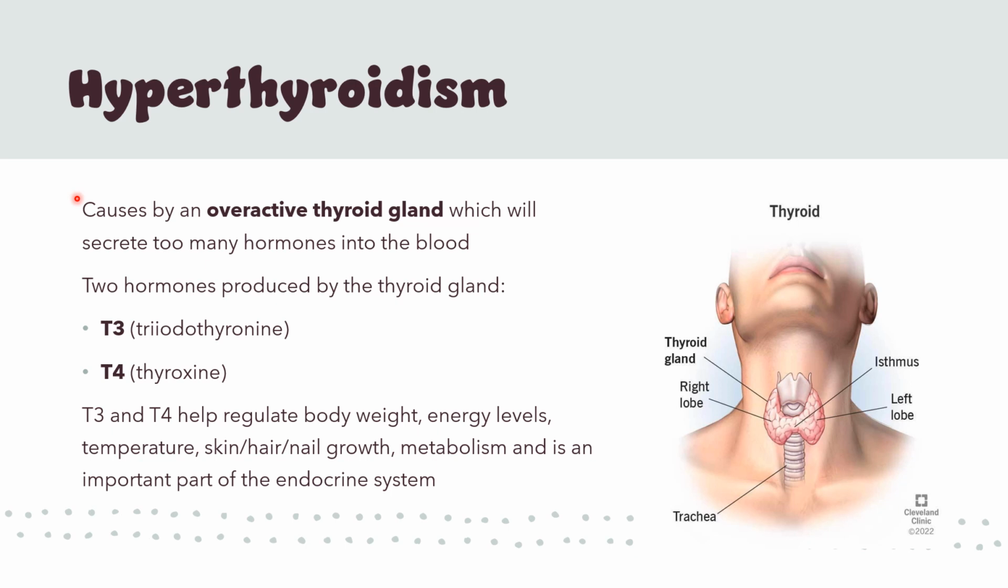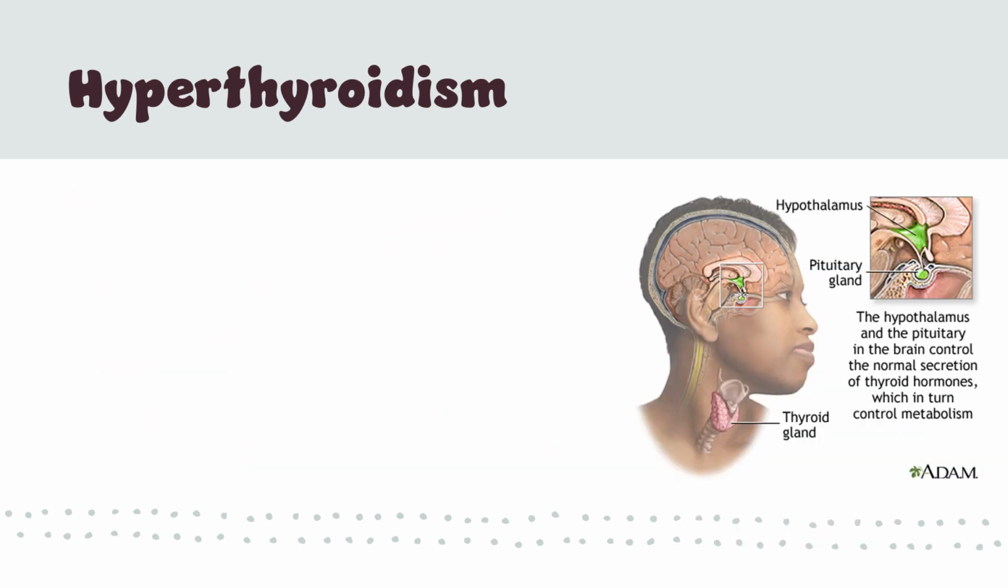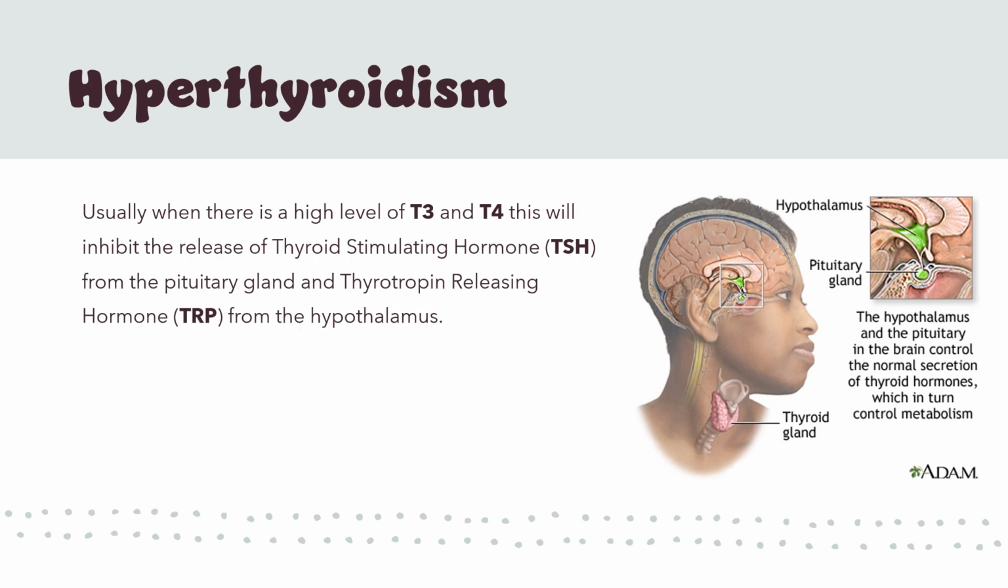So T3 and T4 have a very important role in our bodies. They regulate body weight, they regulate energy levels, temperature, skin, hair, and nail growth. They regulate your metabolism, and they're overall an important part of the endocrine system. So when there are high levels of T3 and T4, it is going to inhibit or stop the release of another hormone called thyroid stimulating hormone, so TSH.